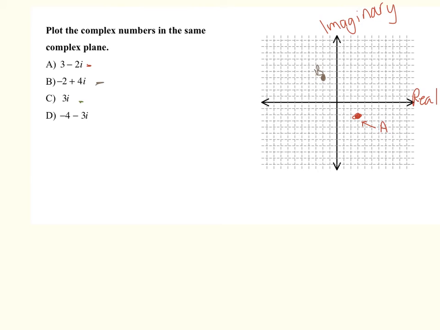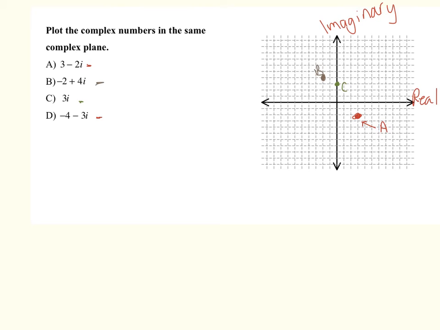For letter C, it says 3i, which means the real part is 0, so I won't go left or right at all. The imaginary part is 3, so I'll go up 3. There's my point C.